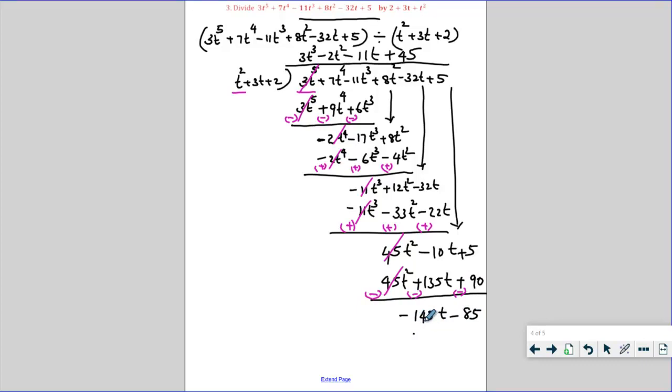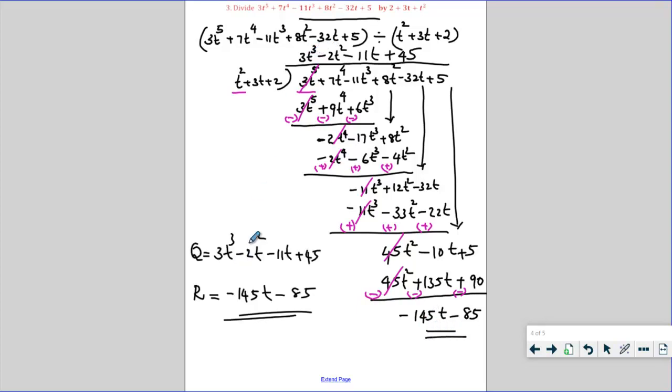Now here minus 145t. If we take this first term, 145t divided by t square, the power of the denominator term is greater than the numerator term, at that point we can't do the division, because in the case of a polynomial the power of the variable should be positive. So the last one is the remainder. The quotient is 3t cube minus 2t square minus 11t plus 45, and the remainder is minus 145t minus 85.